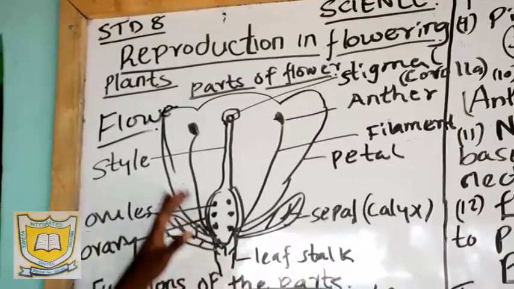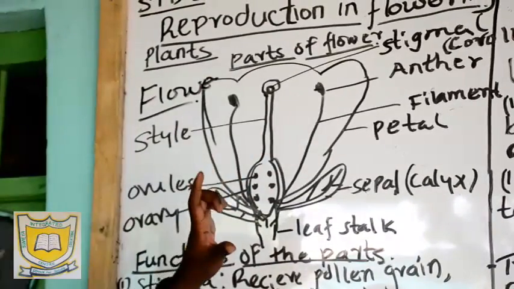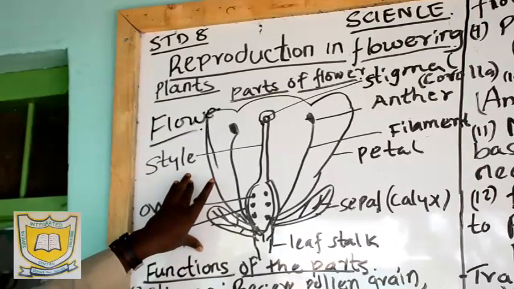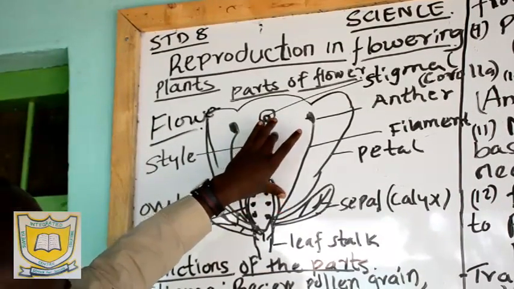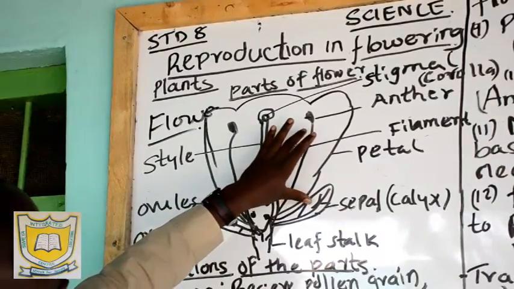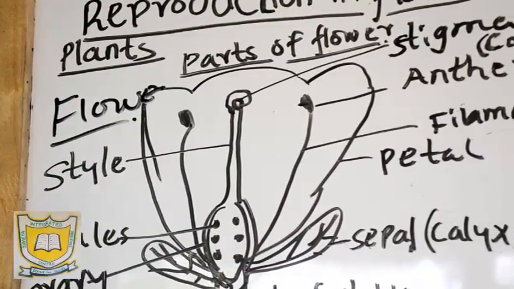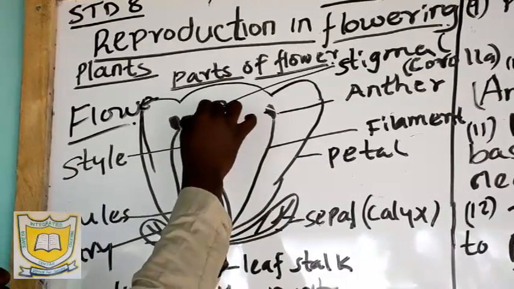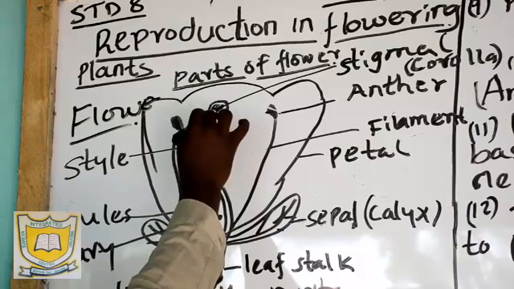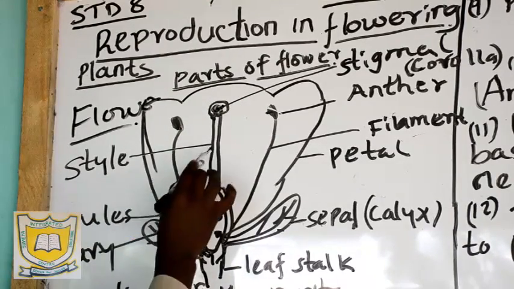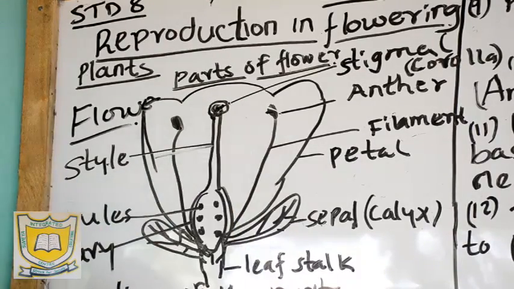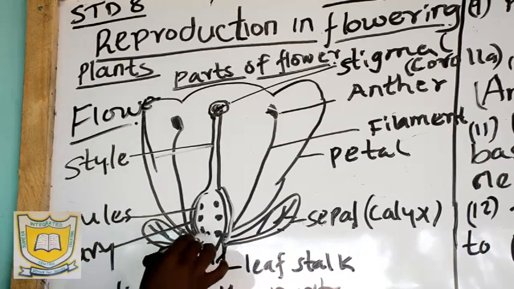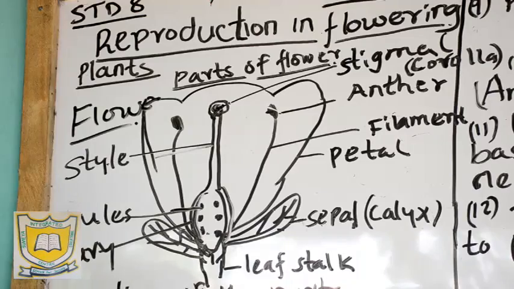When we are talking about a flower, we have to understand the parts of a flower first. For you to understand the parts, you have to understand which part is the female part of a flower and which one is the male part. This is the stigma, which is on top, in the middle part of the flower. Then we have the style which supports the stigma. Down there we have the ovary, and inside the ovary we have what we call the ovules.